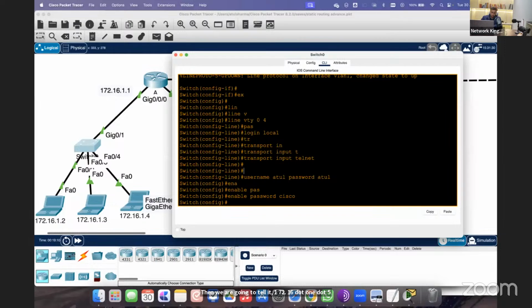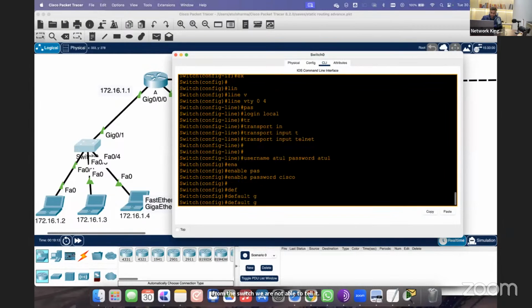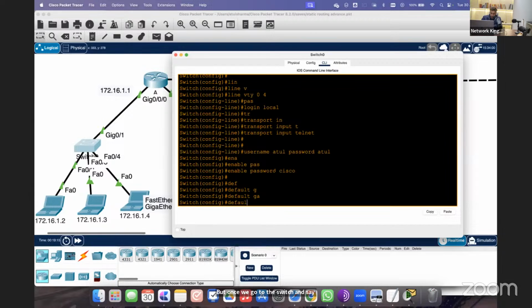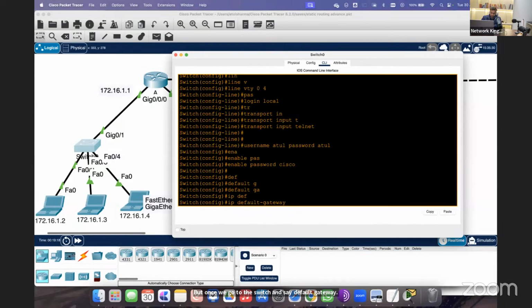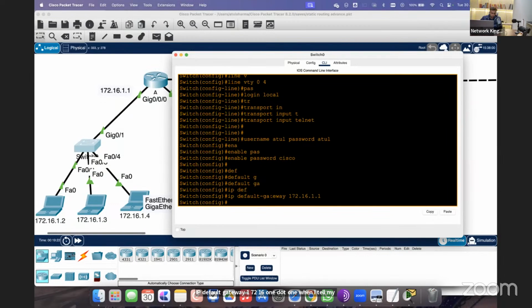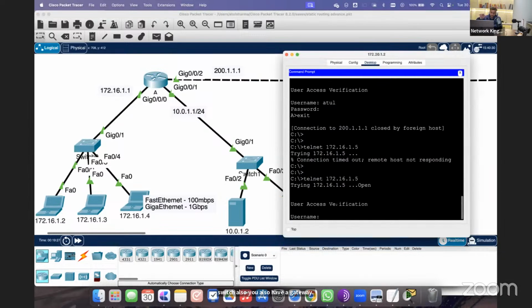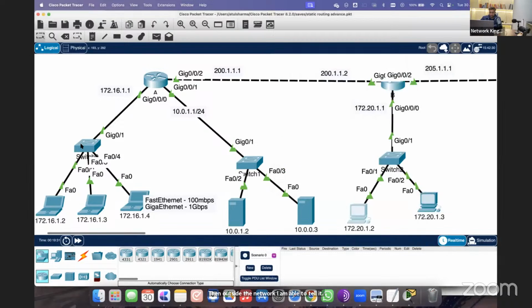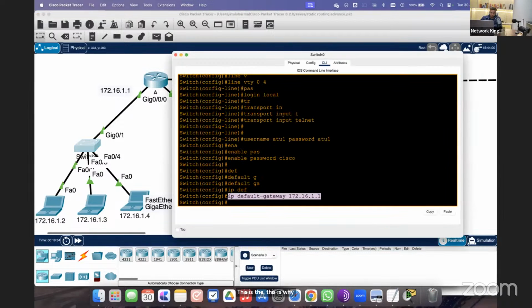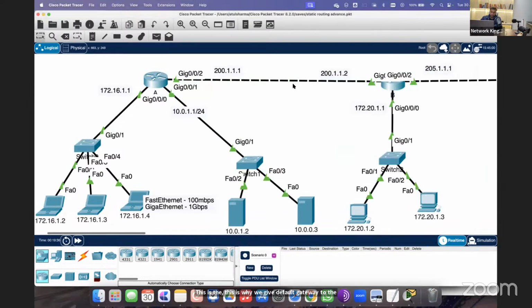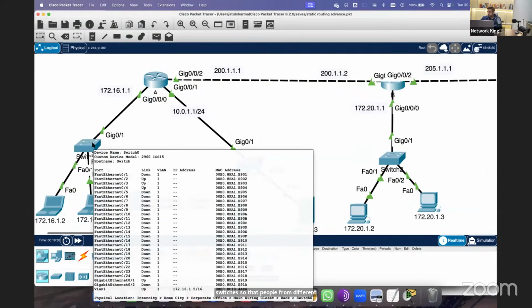But once we go to the switch and say IP default gateway 172.16.1.1, when I tell my switch that it also has a gateway, then from outside the network I am able to telnet. This is why we give a default gateway to the switches, so that people from a different network will be able to communicate with the switch using telnet and SSH. Clear? Very good question.